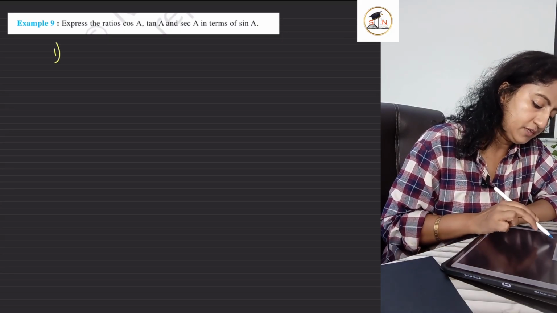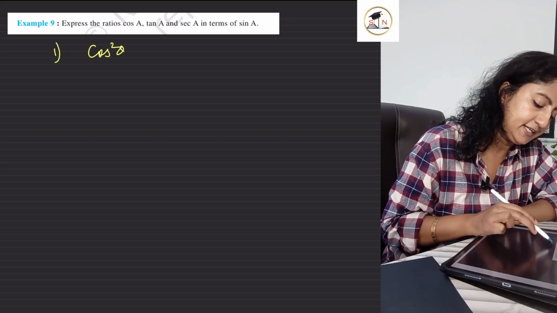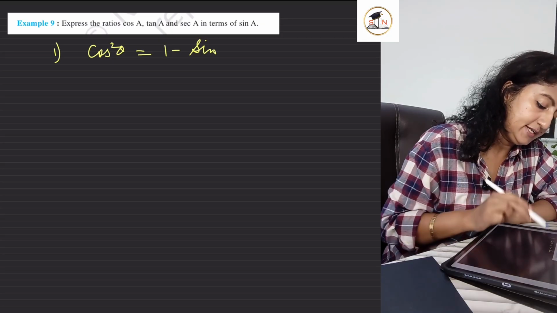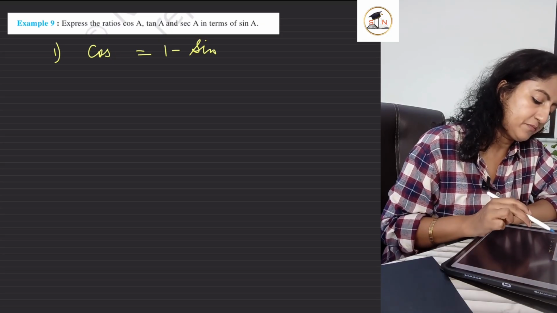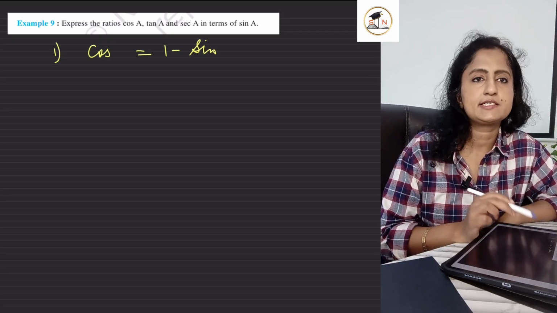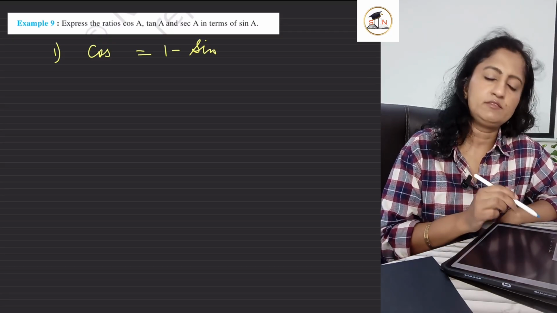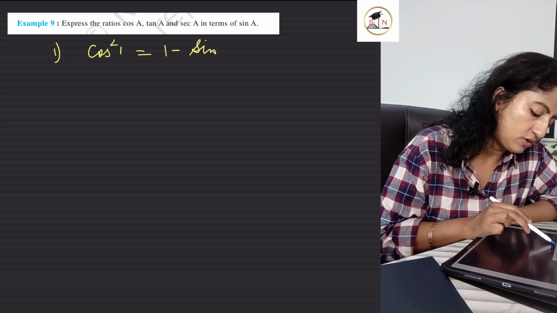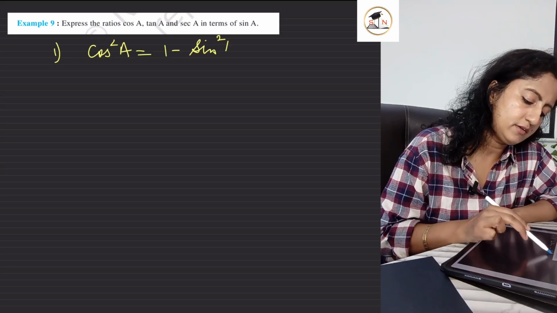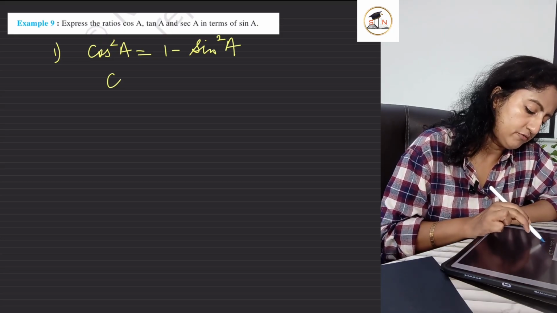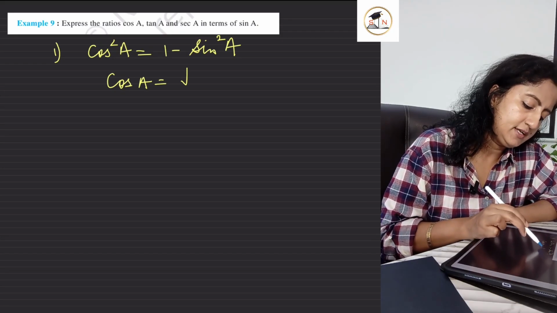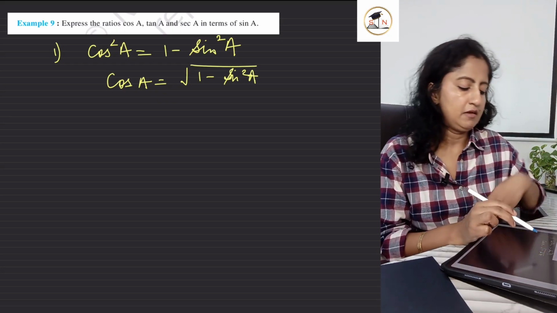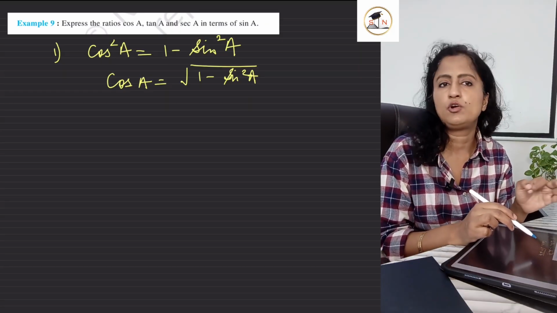The first one, cos square theta, we know from the first identity, can be written as 1 minus sin square theta. Oh, I should be using A over here. Guys, this is the kind of mistake that happened. In the question, they have used A instead of any other angle. So while writing the working, we should be using the same angle, otherwise you will lose marks. So over here, cos square A equals 1 minus sin square A. So what do we get now? We will just take the square root on the other side, and that is square root of 1 minus sin square A. In the question, they had asked cos A, not cos square.